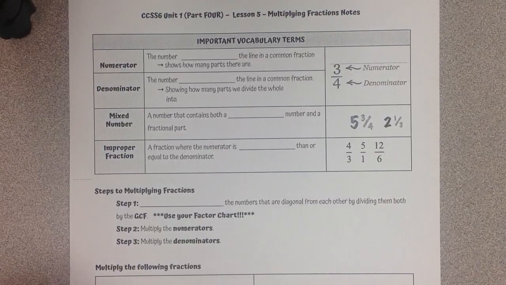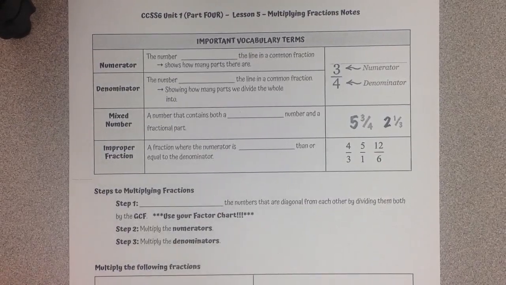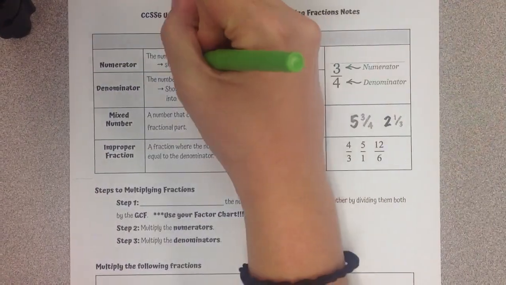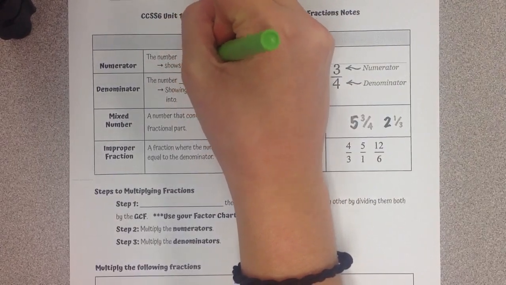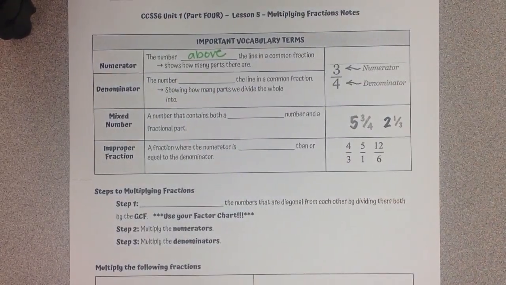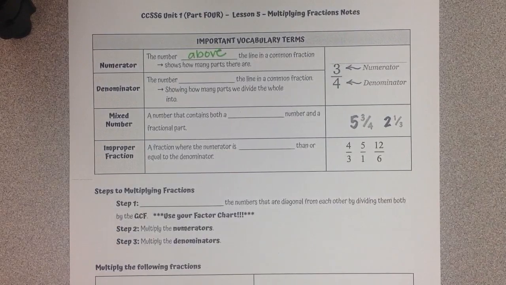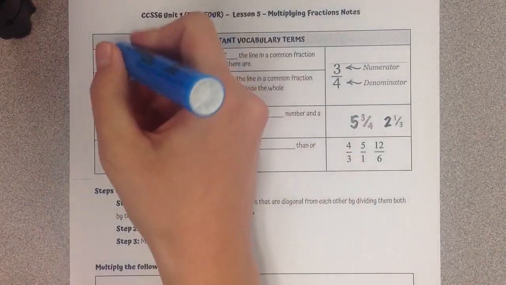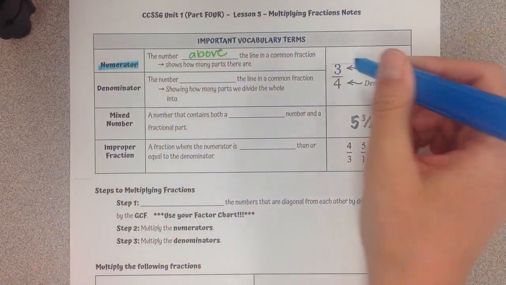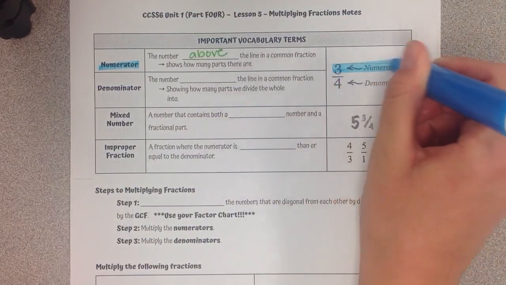So the first one is numerator. The numerator is the number above the line in a common fraction. Okay, this is the number that shows how many parts there are. So I'm going to highlight numerator in blue and highlight that over here too, just as another visual.